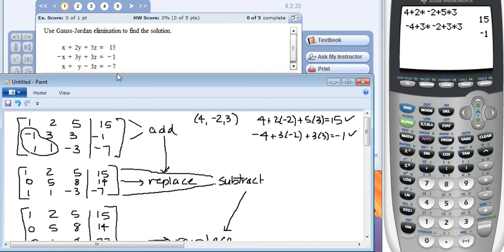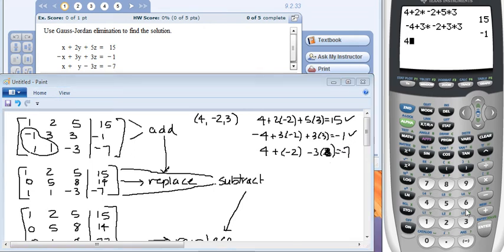And finally, we'll check this last one. So we have x plus y minus 3 times, no, z is 3, so 3, is equal to -7. Let's check that one out. So 4 minus 2, that's like plus a negative, minus 3 times 3 gives me the -7. Just another way of doing the same thing that we just did in 9.1.